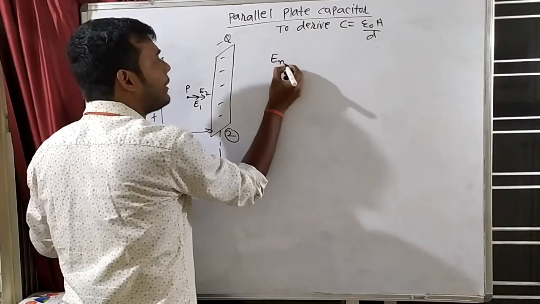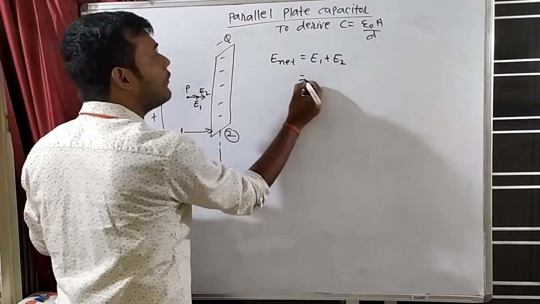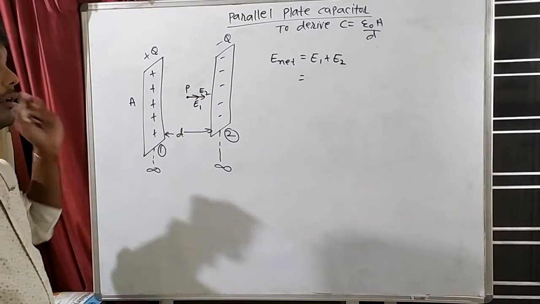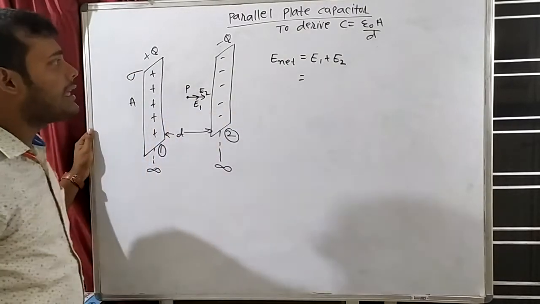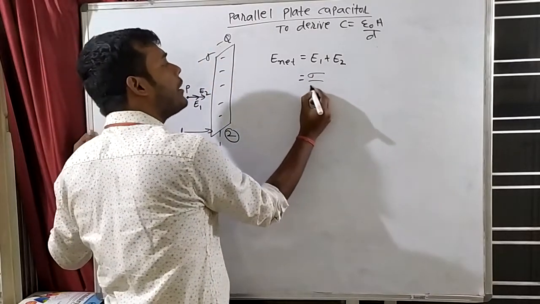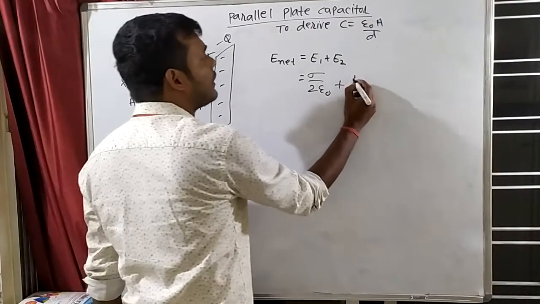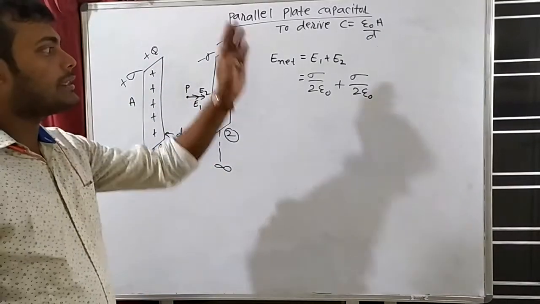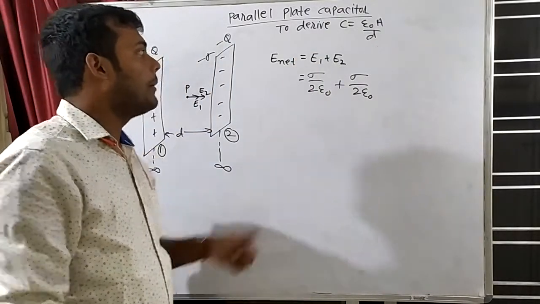If I ask you what the net electric field at point P will be, for that I will do E1 plus E2. E net will be equal to E1 plus E2. If the charge density is plus sigma here and minus sigma here, then the electric field due to the first plate will be sigma by 2 epsilon naught. Due to the negative plate also, the electric field will be sigma by 2 epsilon naught, because due to an infinite plate, at a distance x, the electric field magnitude is sigma by 2 epsilon naught.